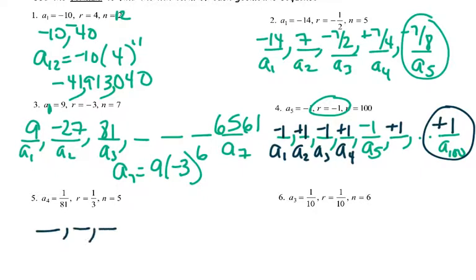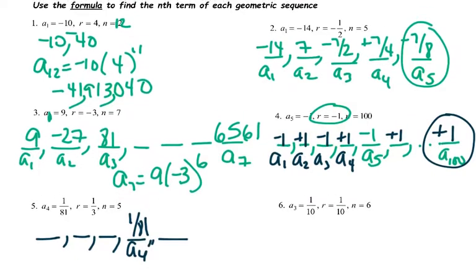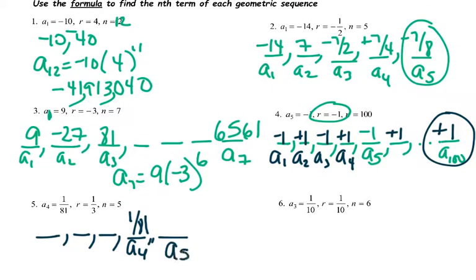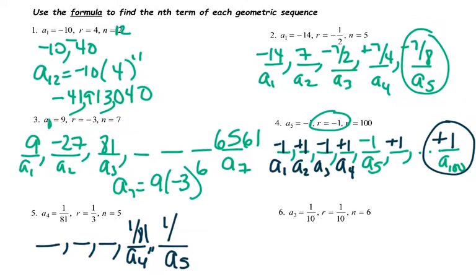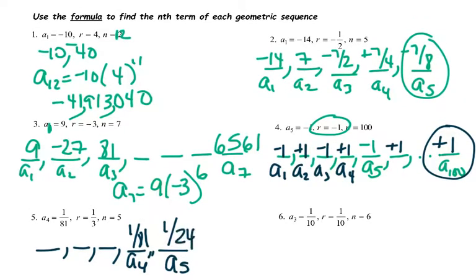Or here, if the 4th term is 1 over 81, I just want to find the 5th term. Common ratio is 1/3, so I'm just going to multiply that by 1/3, 1 over 243.